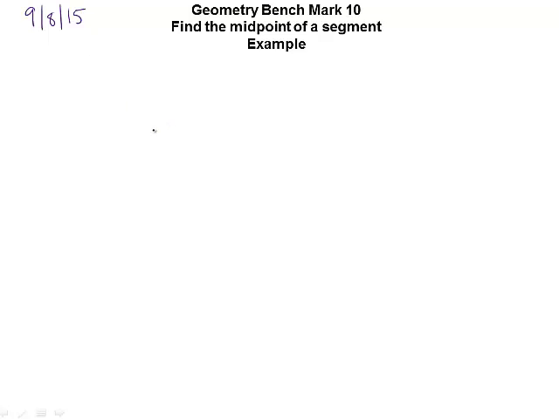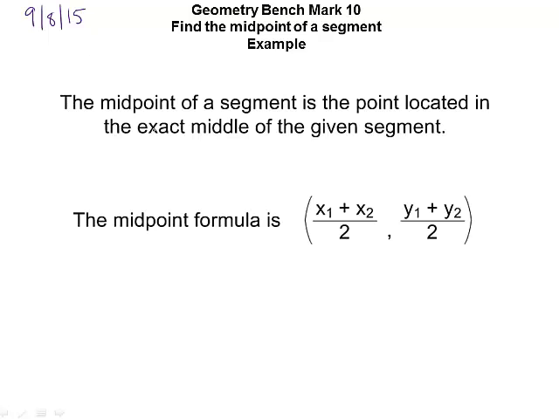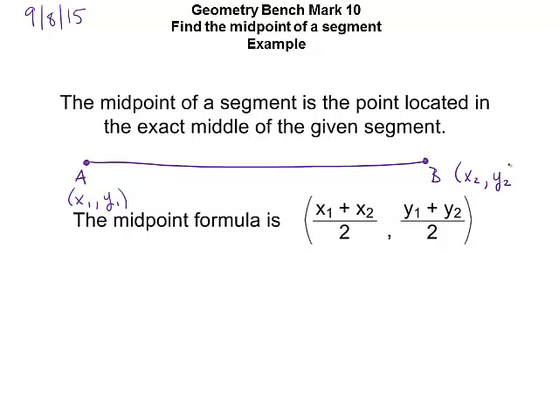So we're going to be finding the midpoints of a segment, which uses this formula. Okay, and basically the way it works out is we have the endpoints of some segment A and B. And the coordinates for A are x1, y1. That just means the first x and the first y. And the coordinates for B are x2, y2.